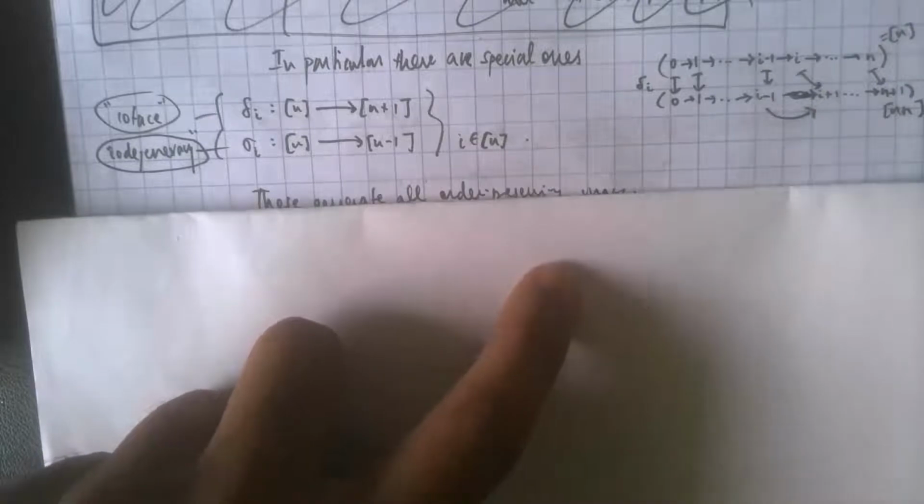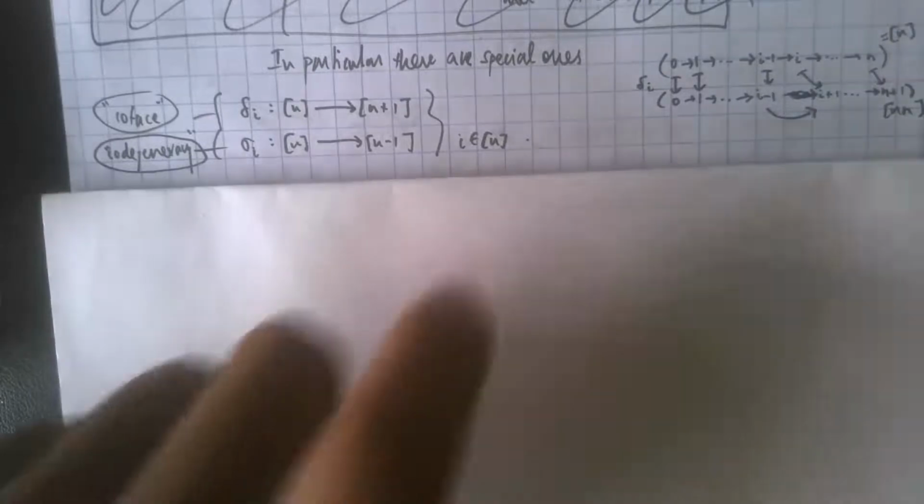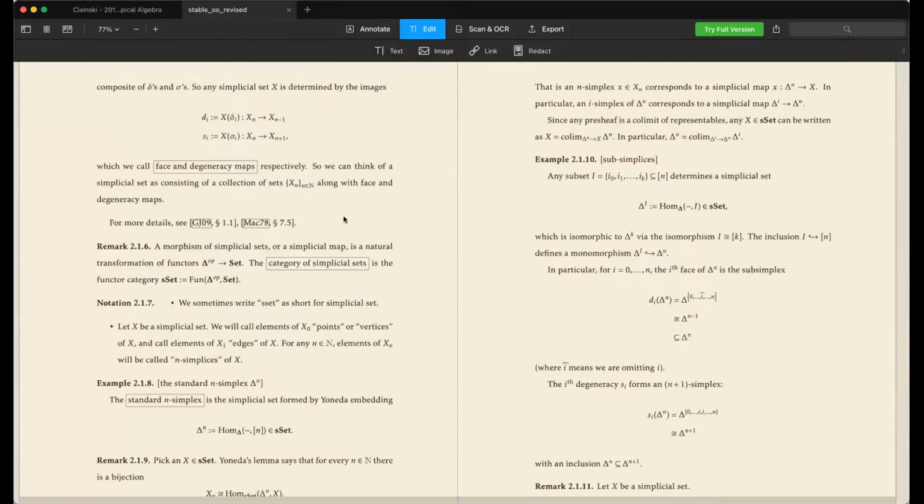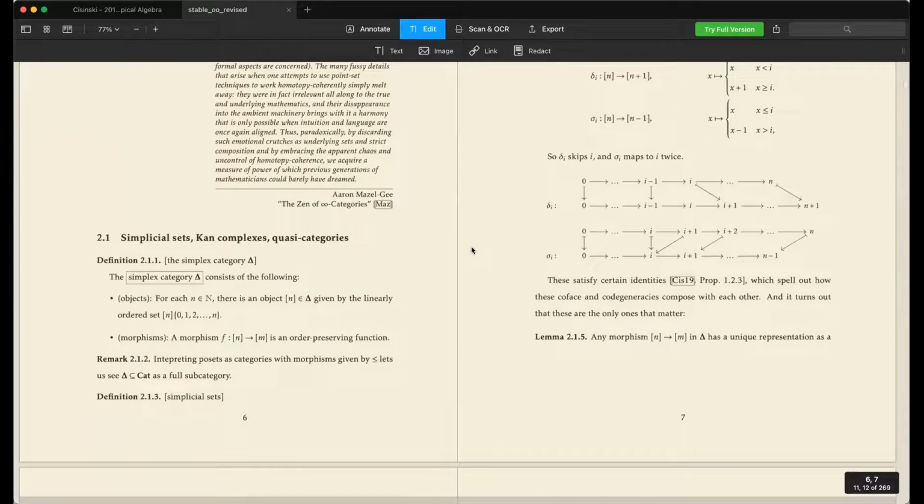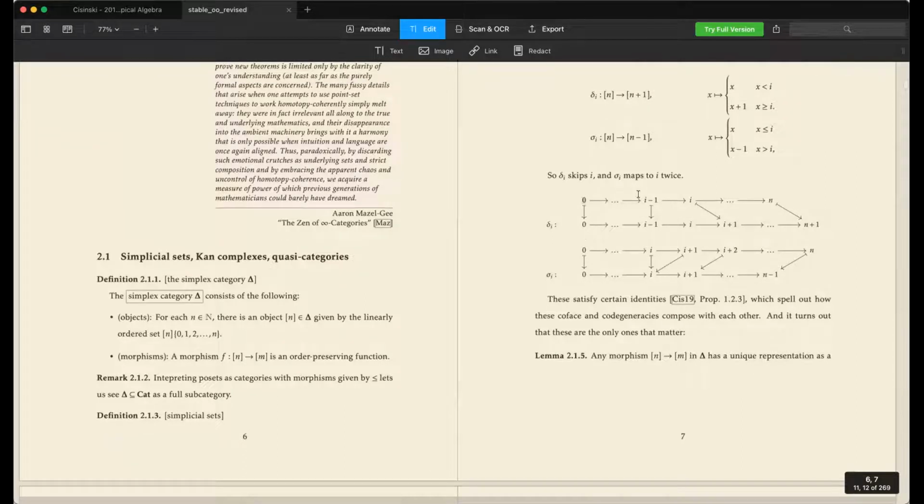Sigma i I didn't draw, but it does the backwards thing. Maybe I'll show the picture in my thesis. So this is delta i and this is sigma i.